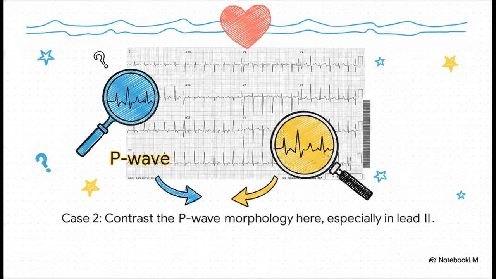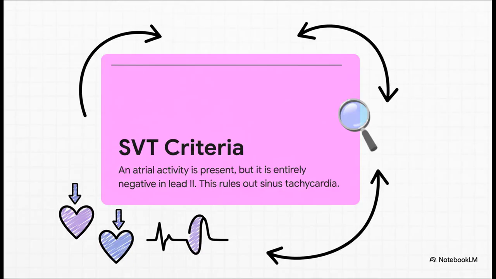Take a close look at lead I. See that? In this tracing, the atrial activity in lead 2 is completely negative. An inverted P wave like this is a huge clue. It tells us the atria are being activated in a retrograde fashion, from the bottom up. That finding definitively rules out a sinus origin and points us toward either an ectopic atrial tachycardia, starting low in the atria, or an AV junctional reentrant tachycardia.